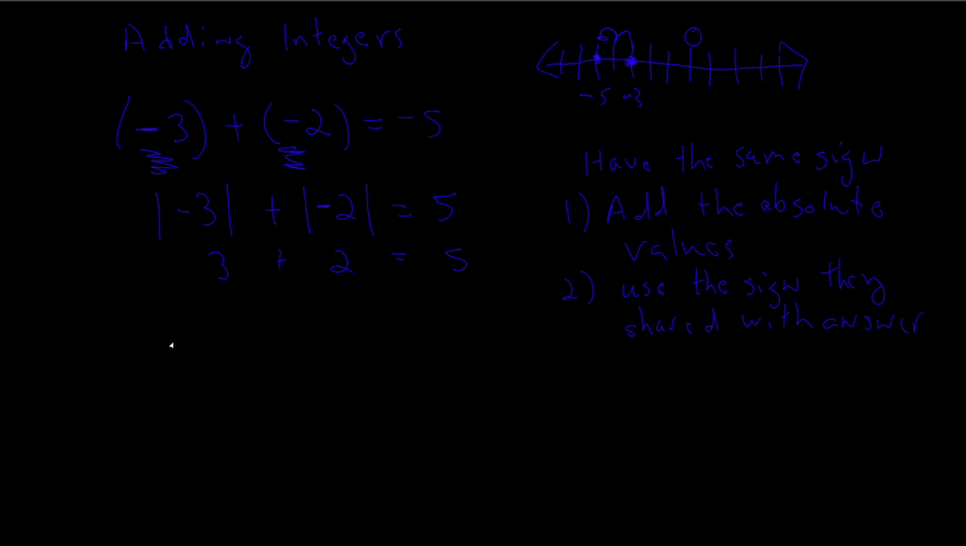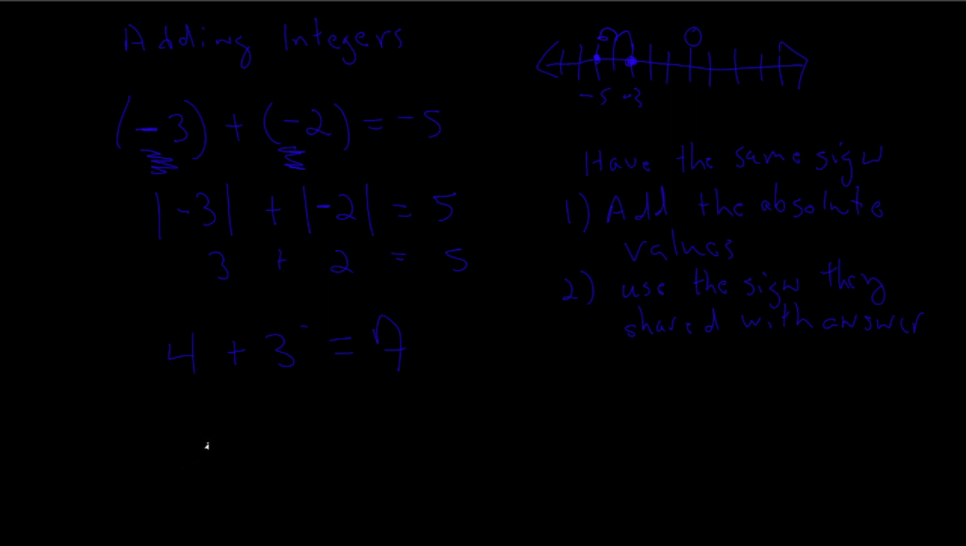And this works in the opposite direction. If I have two positive numbers, well, the absolute values are the positive numbers, and I get 7. And so in one case, when we have a pair of numbers and add them, if the signs are the same, add the absolute values and keep the sign.